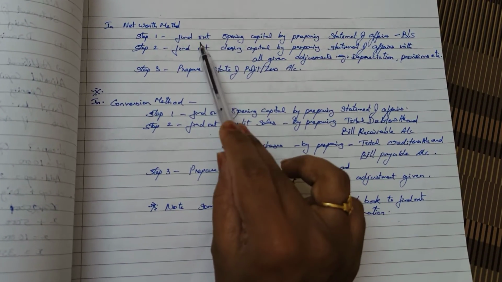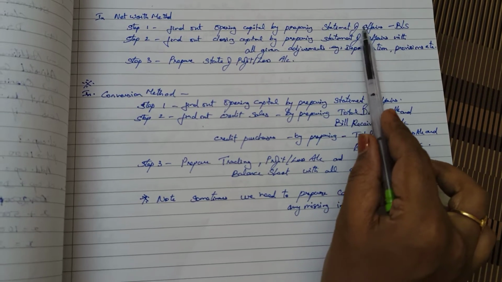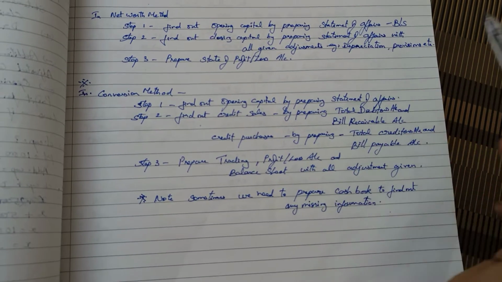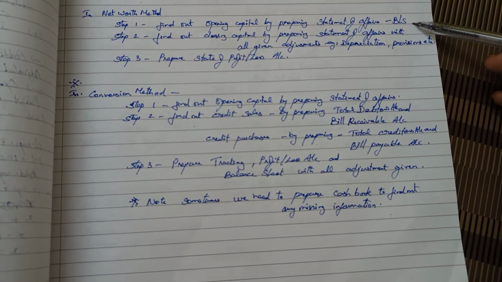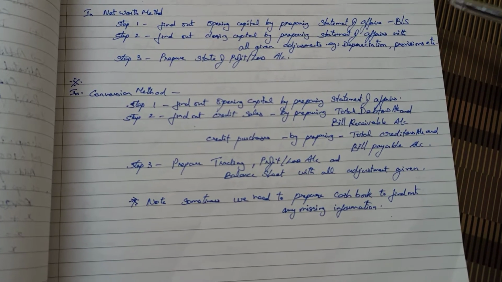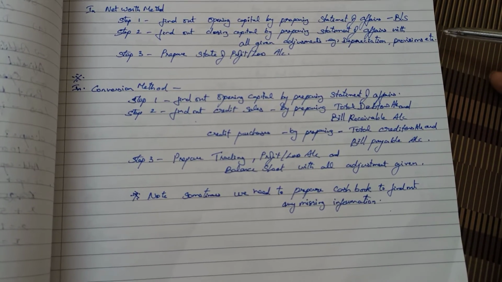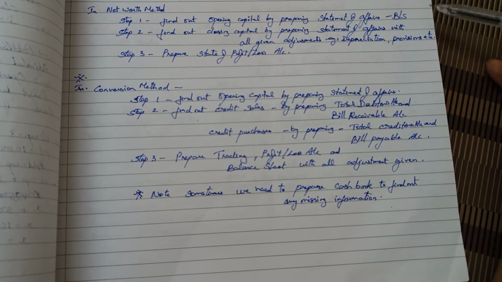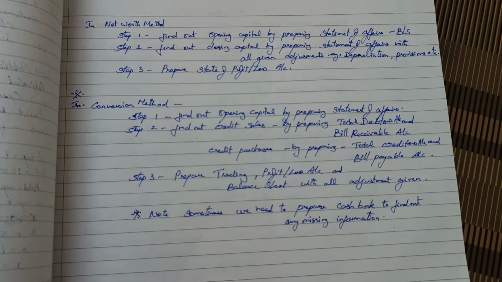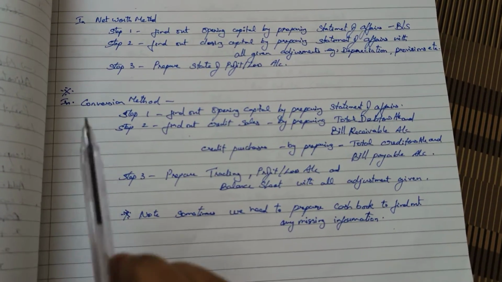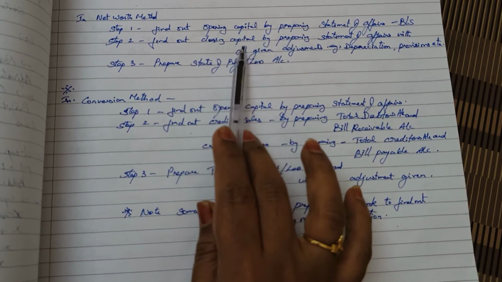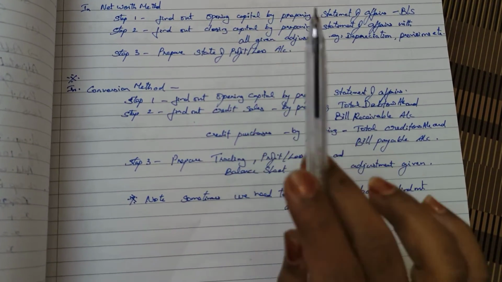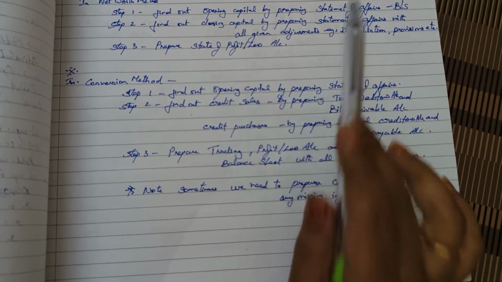First step, we are going to find out the opening capital by preparing the statement of affairs. Statement of affairs is nothing but a balance sheet. Why are we not calling it a balance sheet now? In a balance sheet the capital would have been given and you tally the position of the firm, but in this case you find the statement of affairs with the assets and liabilities and find out what the opening capital would have been on that date. In the same way, we find the closing capital by preparing the statement of affairs at the year end, with all the adjustments given.